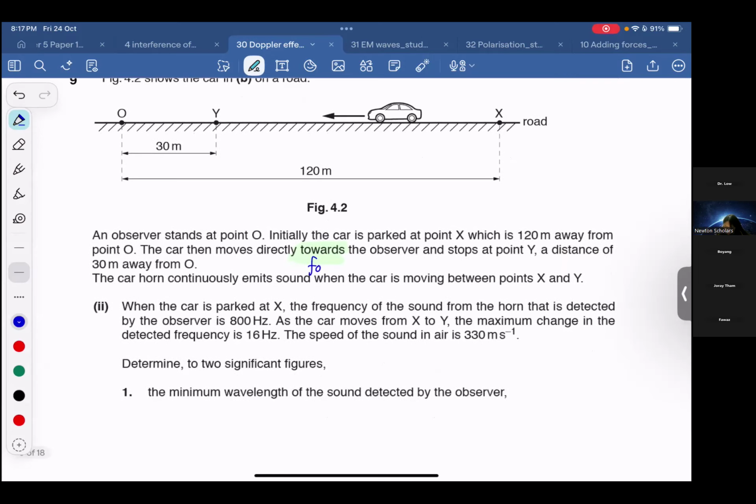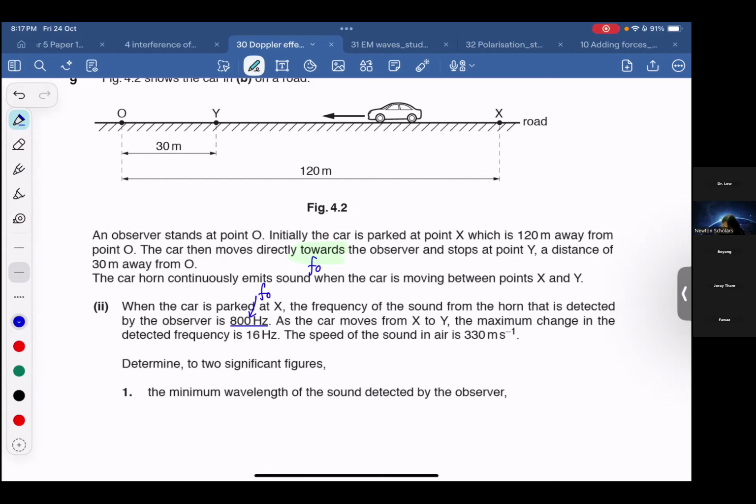So when the car is parked at X, the frequency detected by the observer is fO. Then the car moves from X to Y, so it is towards the observer. Towards the observer, should your frequency be higher or lower? Ask yourself again, same question.